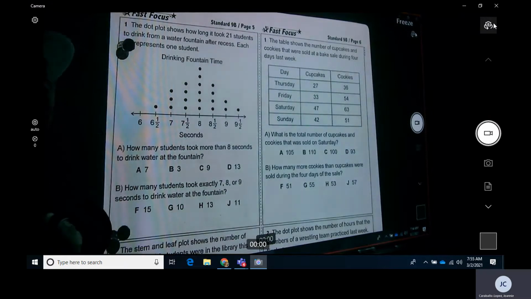All right, so how many seconds did it take? How many students took 9.5 seconds to drink water? 1. Okay. How many students took 8 seconds?